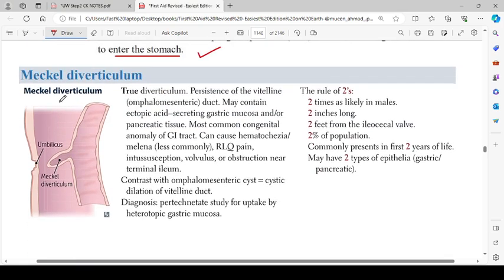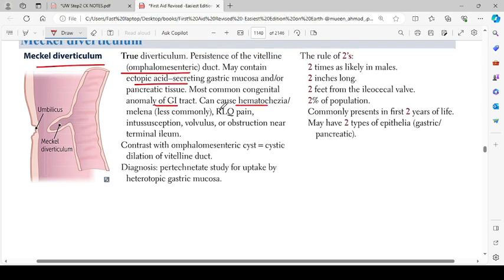Now let's talk about Meckel's diverticulum. This is a true diverticulum, and persistence of the vitelline or omphalomesenteric duct may contain ectopic tissue. The omphalomesenteric duct is basically a connection between the yolk sac and the embryonic gut, and that is mostly obliterated. But if it is persistent, that can lead to the formation of Meckel's diverticulum. It may contain ectopic acid-secreting gastric mucosa and or pancreatic tissue. It is the most common congenital abnormality of the GIT.